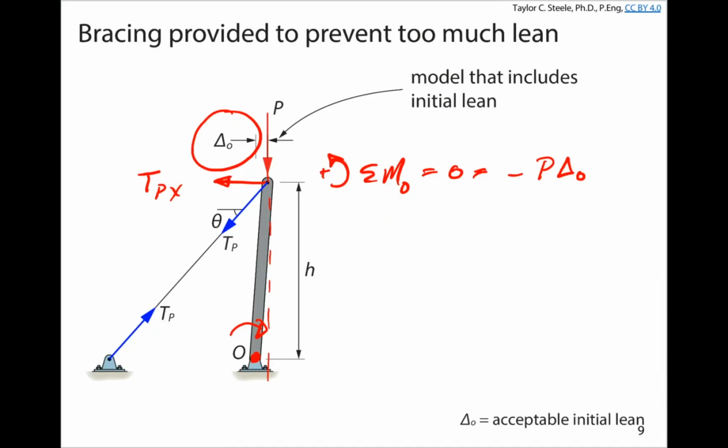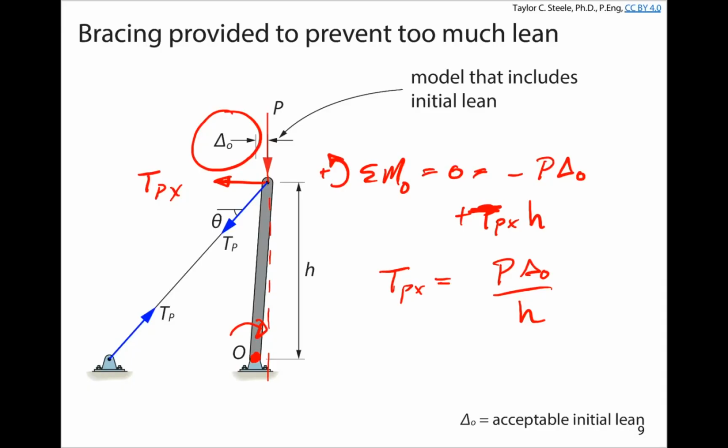So we've got minus or plus the X component, TPX times H. We could rearrange this to say that the X component of the force here is equal to P times delta naught over H. And if we know the X component and we know this angle, then we could figure out how much tension is going to develop in this cable. Clear?